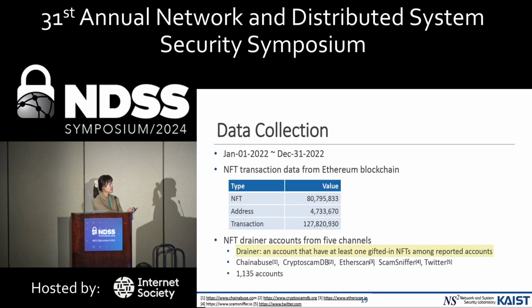In this study, we collected two types of data sets for 2022. The first one is NFT transaction data from the Ethereum blockchain. We obtained over 120 million transactions for 80 million NFTs. Another one is NFT drainer accounts from 5 channels, including Etherscan and Twitter. Here we define a drainer as an account that has at least one gifted NFT among reported accounts. Using this definition, we identified 1,135 accounts.